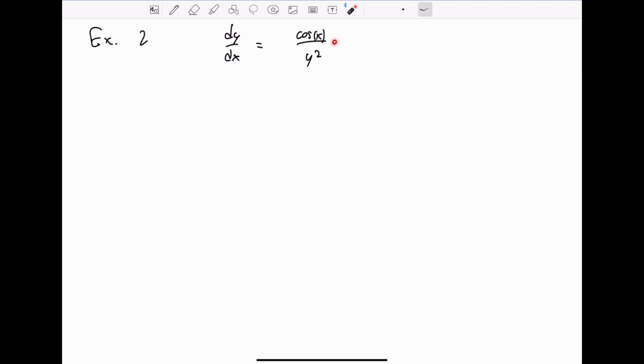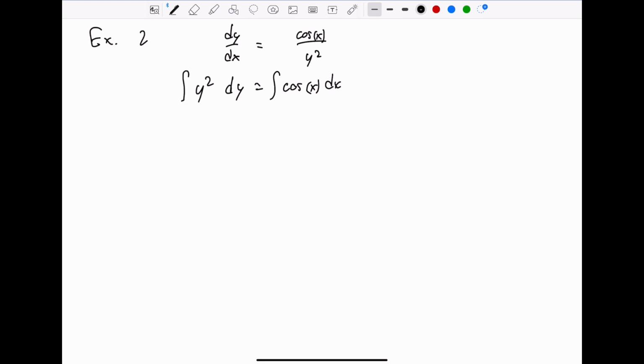So first we separate the variables. I'm going to multiply both sides by y squared, and then also multiply both sides by dx, and that will separate the variables. So y squared dy equals cosine of x dx. So I've successfully separated the variables. I am ready to integrate.